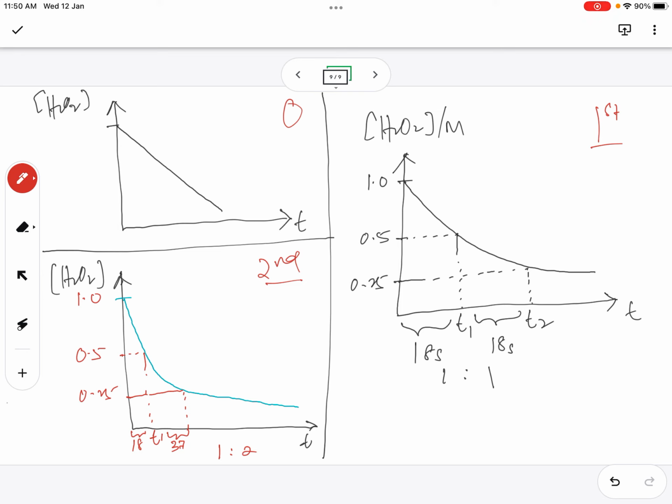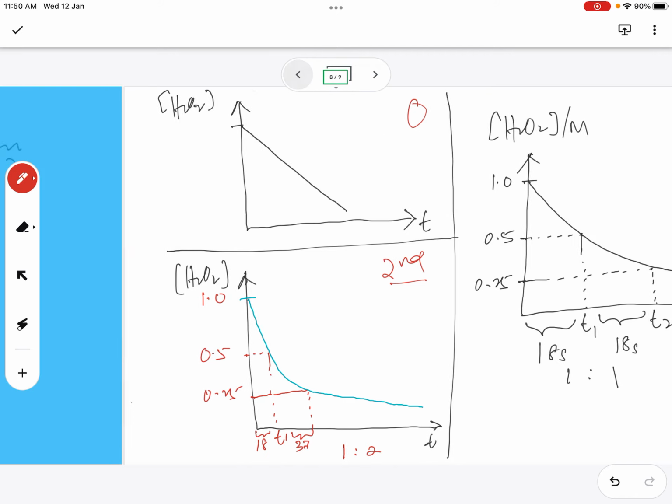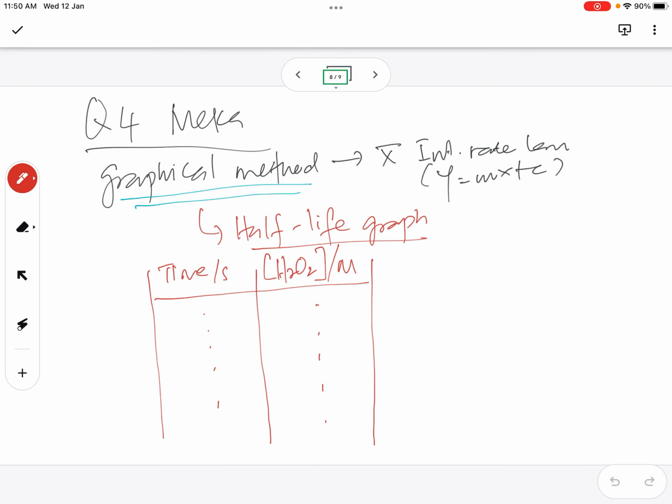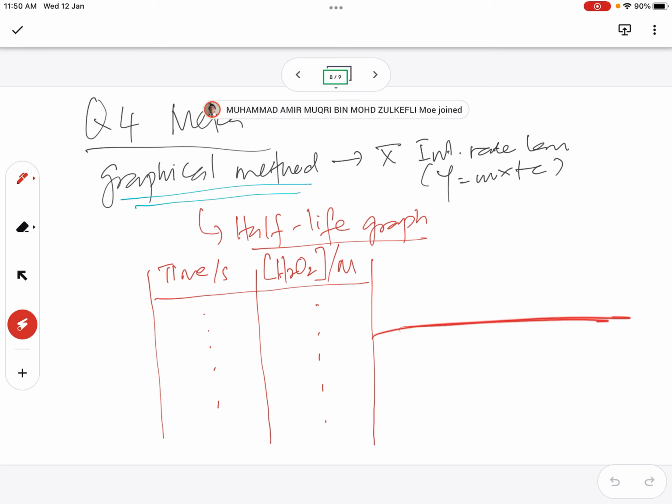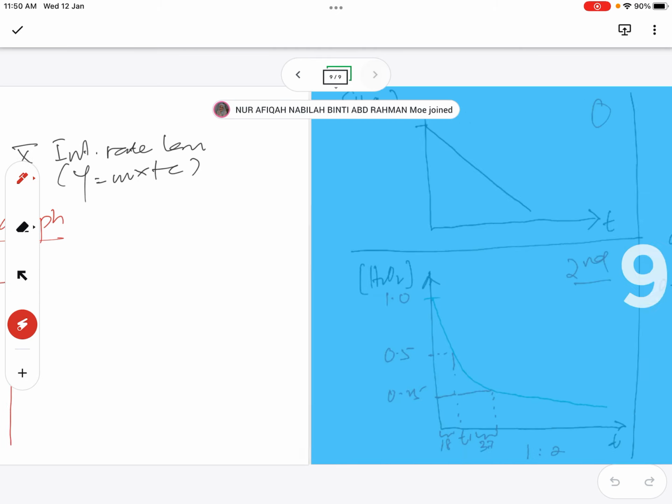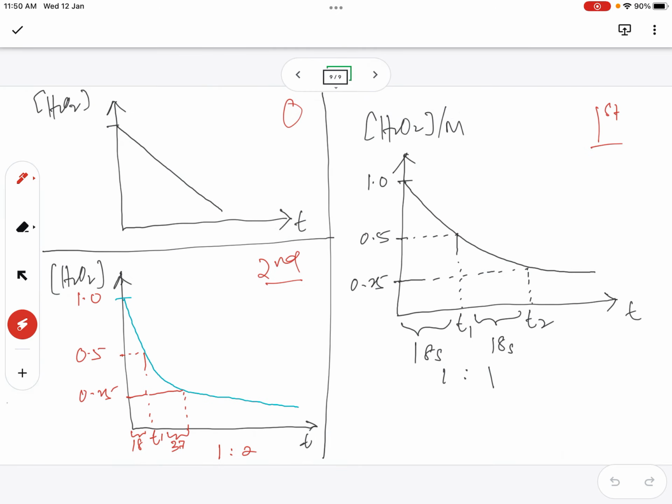Okay, so these are the possibilities for the order of reaction if you use the half-life method, the half-life graph. This half-life graph is much easier than the integrated rate law, where you have to plot 3 graphs and find which one is linear. Half-life is easier because you do not need to add more columns here. What you need to do is just plot the graph of concentration versus time.